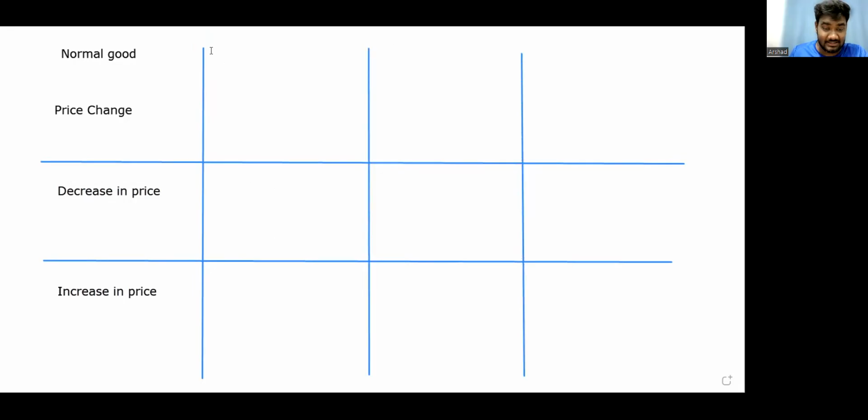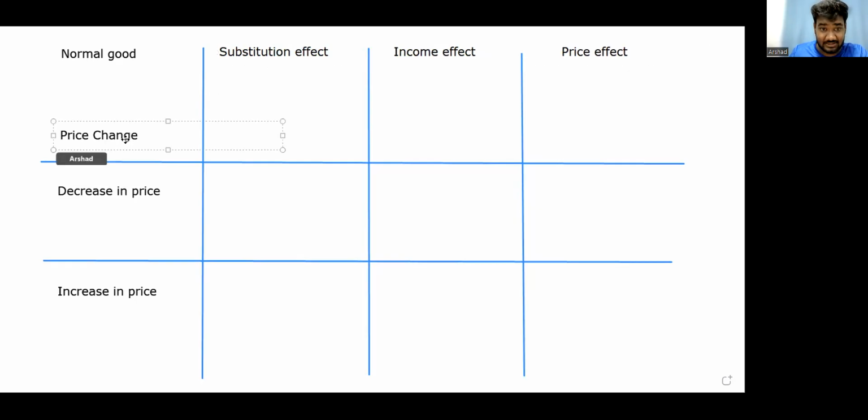We have the substitution effect. We have the income effect. And we have something called the price effect. Remember, guys, price effect is a combination of both substitution and income effect. Right. So here is the price change. Now we'll start with one.